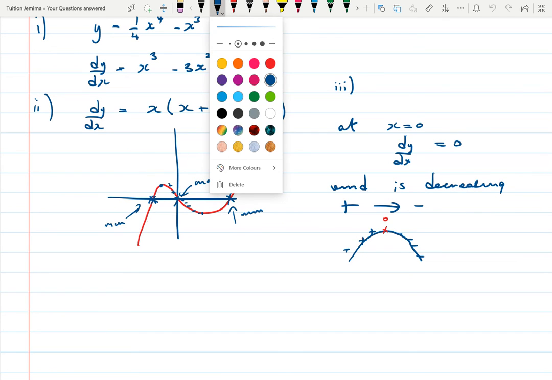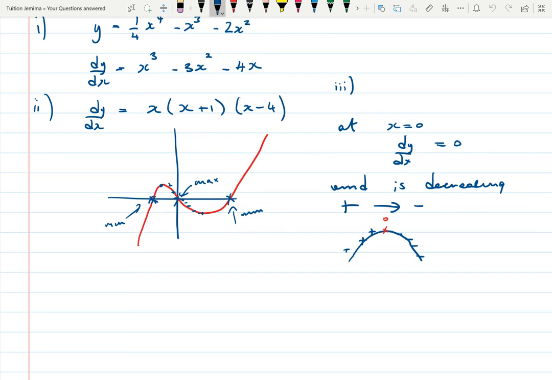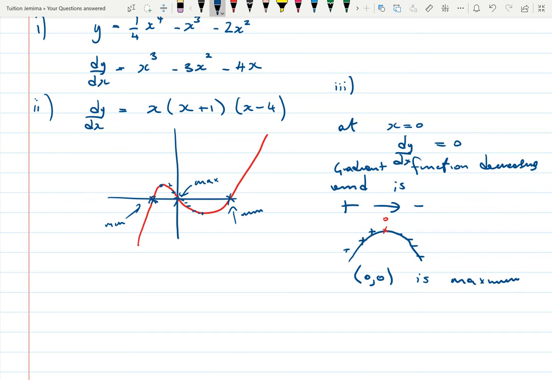So as long as the examiner is convinced you know how this graph works, because the gradient is going from positive to negative, the gradient function is decreasing, you've basically answered the question. So this is one of the ones where it's easy enough to actually find where the maximum is.